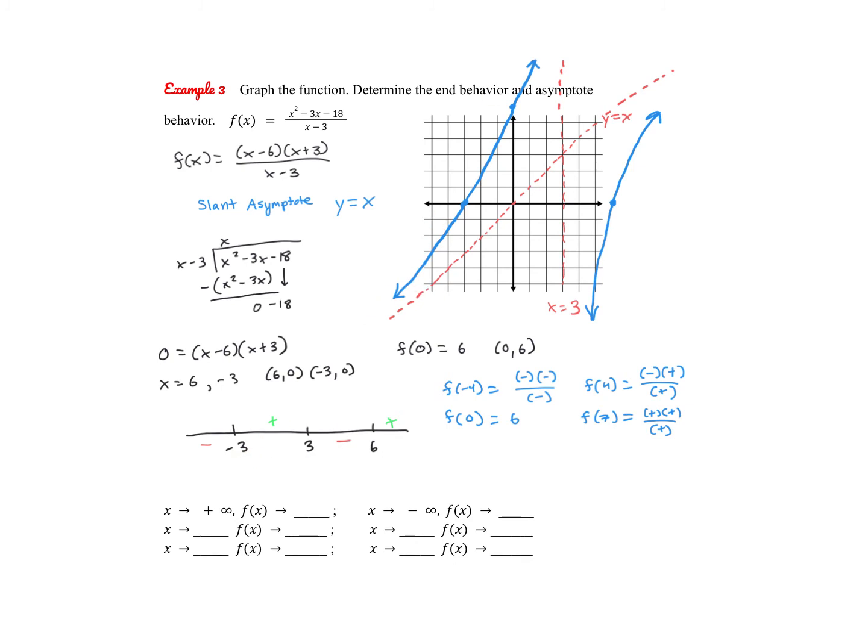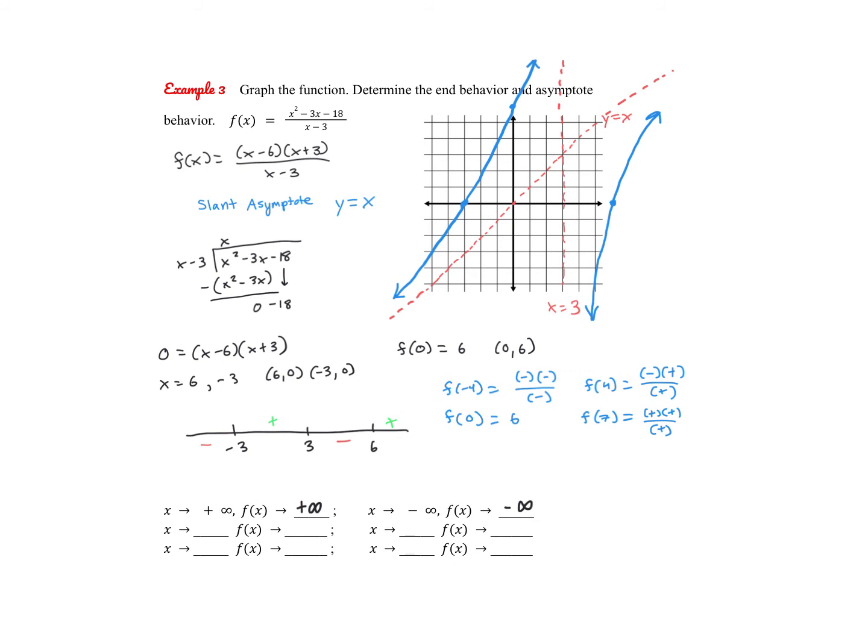So as x approaches positive infinity, here, although it is approaching that asymptote, it's going to keep going up and up forever. So f of x does approach positive infinity. And as x approaches negative infinity, so moving to the left, again, it approaches our slant asymptote, but it is just going to keep going down forever. So here we have negative infinity.